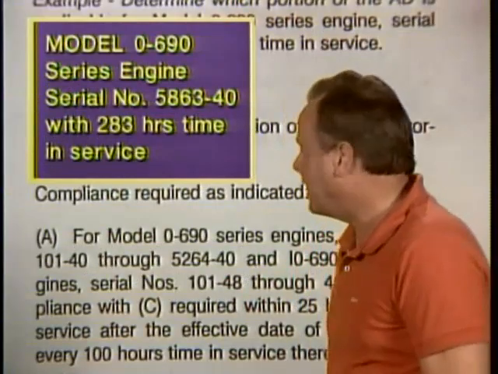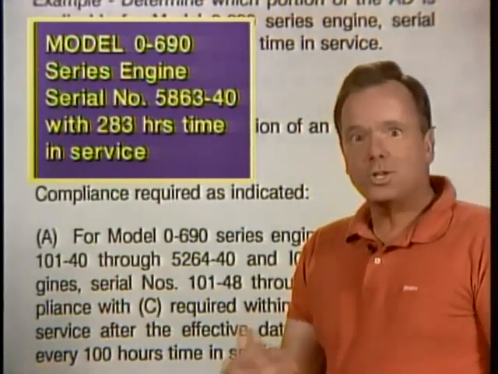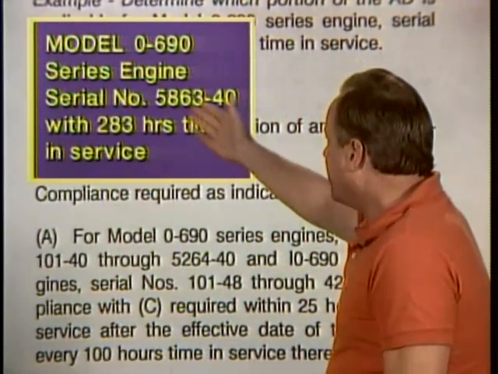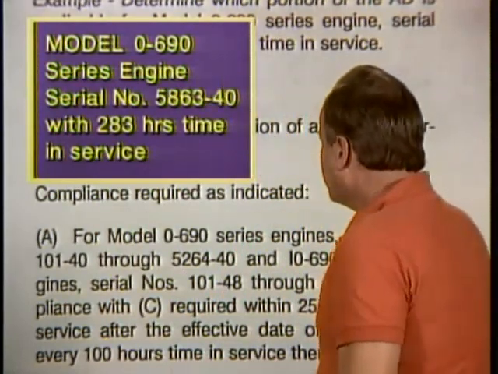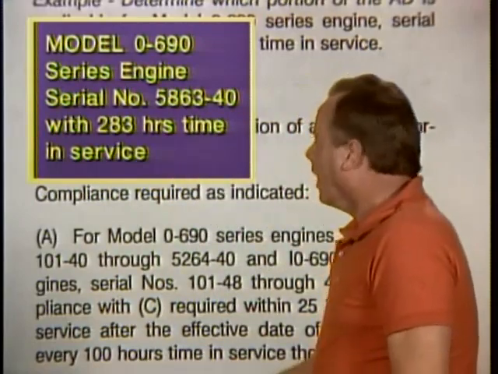All right, now let's take a look at the type of question they're going to give you on the FAA written exam about this. They're going to say, all right, super mechanic, let's assume you have a model 0690 engine. By the way, this engine's made up. There's no engine like this in real life. They made it up for the FAA written exam. But you have a model 0690 series engine, serial number 5863-40, and this particular engine has 283 hours time in service.